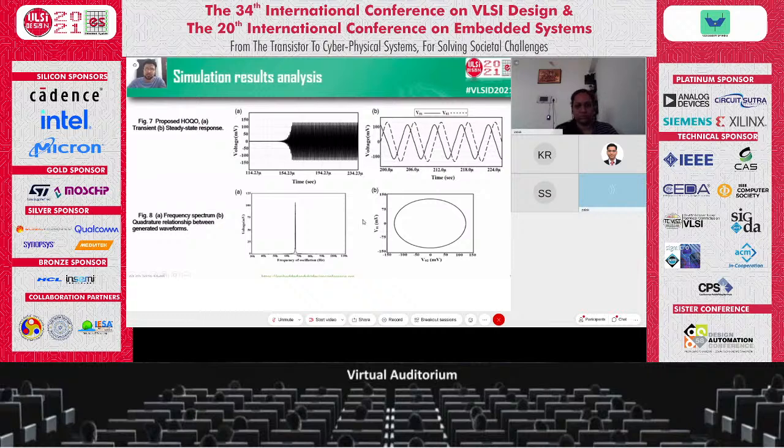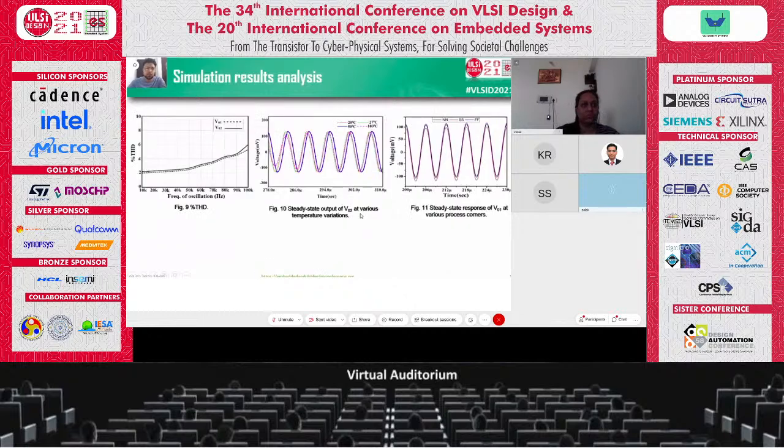This is called the Lissajous pattern. It is basically used to check the phase difference between two sinusoidal signals having the same frequency. As these two terminals have the same frequency, this provides the Lissajous pattern. This is the V01 terminal. This is the V02 terminal.